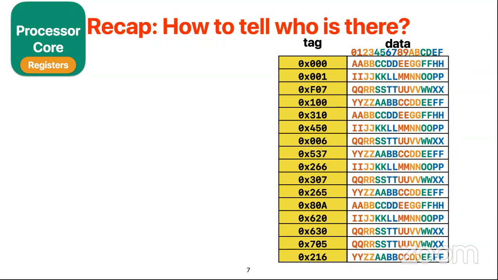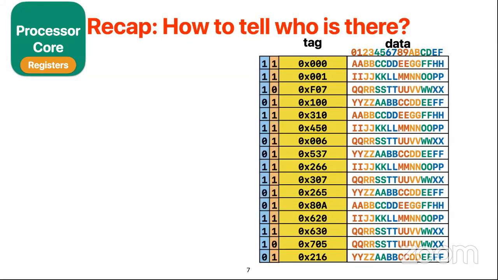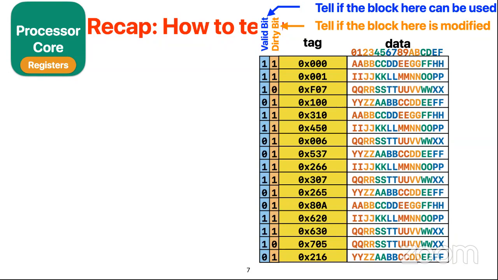In addition to that, we want to know if the data content that's currently in a cache is trustworthy or not. So we also need two additional data structures: the valid bit, which tells us if the block can be used or not, as well as the dirty bit, meaning whether the data has been modified or not. So that's the basic idea of a block within a cache.